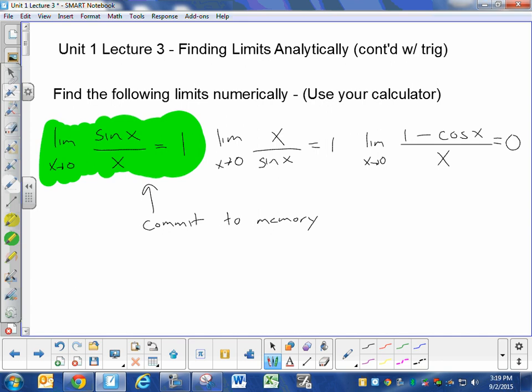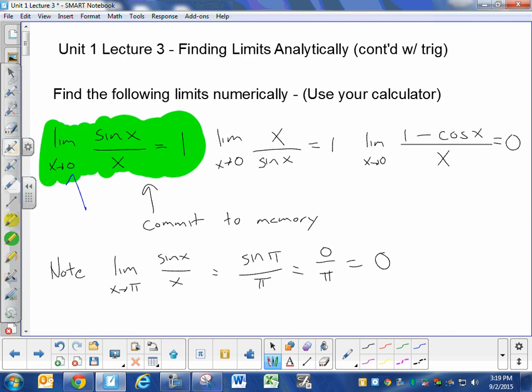Yes. So when I look at problems where it'll be approaching anything other than 0? It's a good question. What if it approaches anything other than 0? Well, it would just be whatever the function is with that other value plugged in. So if this is the limit as x approaches pi of sine x over x, that would just be the sine of pi over pi. Okay? So this is the only thing you really need to commit to memory, is when it's approaching 0. Only for 0.